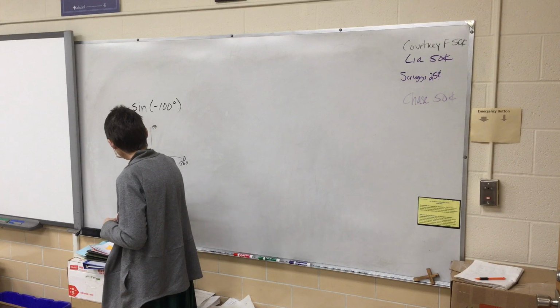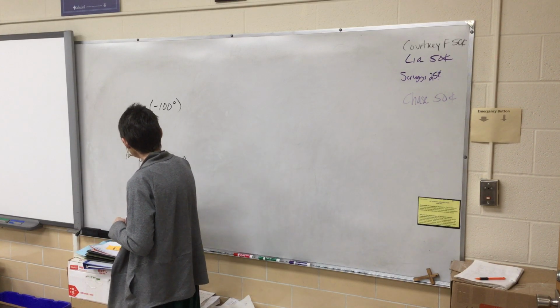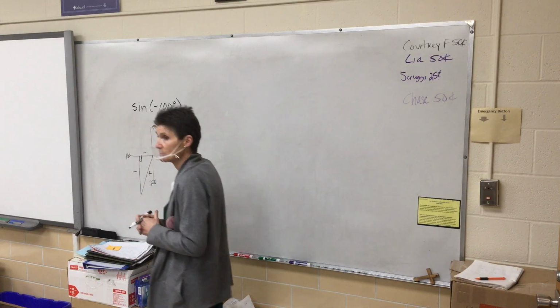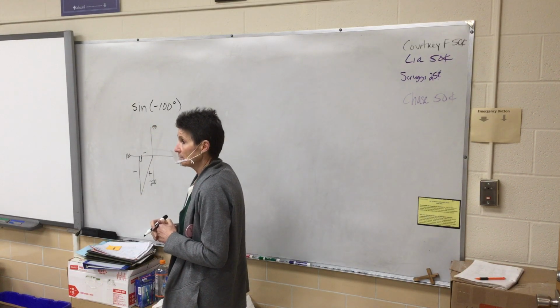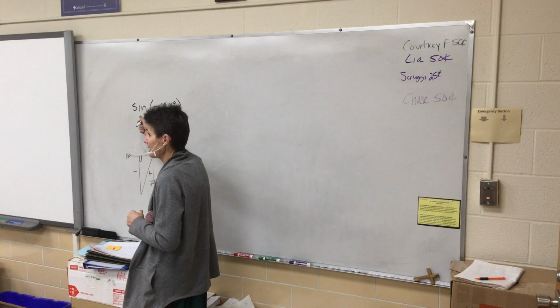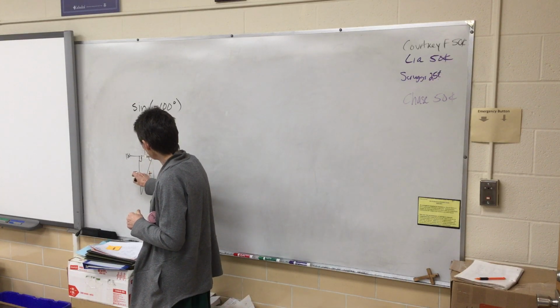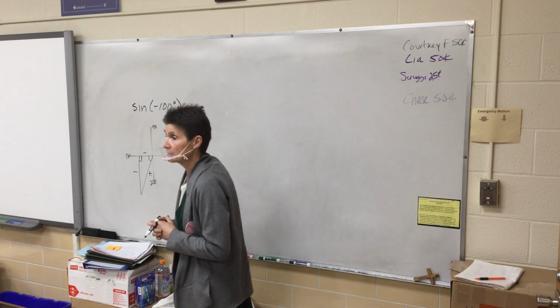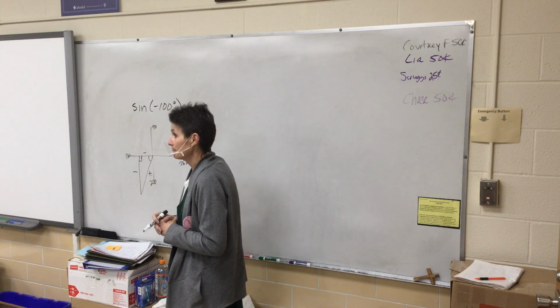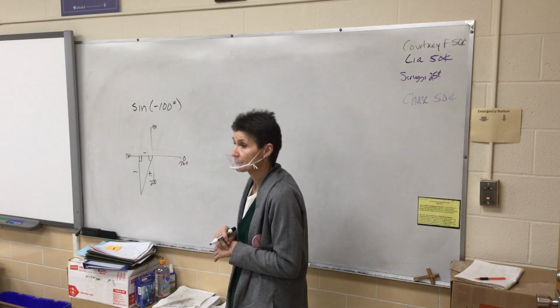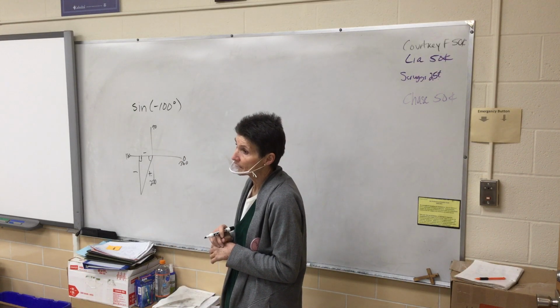In this quadrant, if you made a triangle, this would be negative and that would be negative, and the hypotenuse is always positive. Right? So we want to know the sine. Sine, here's your angle, opposite over hypotenuse. Negative? The sine is negative in quadrant 3.